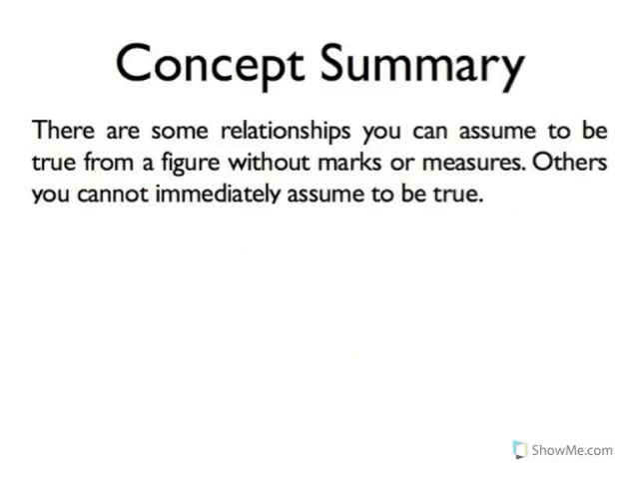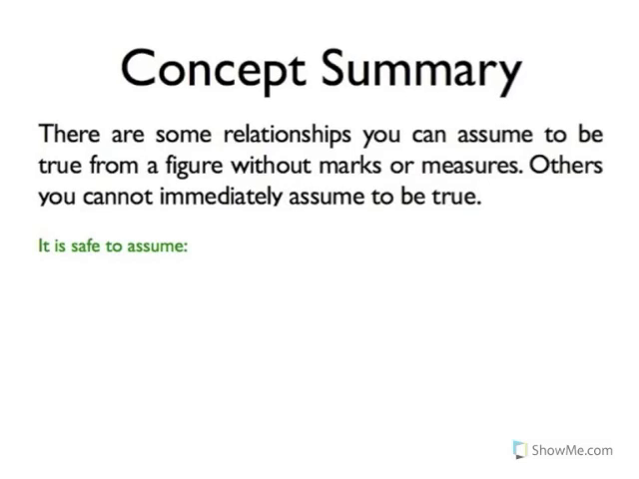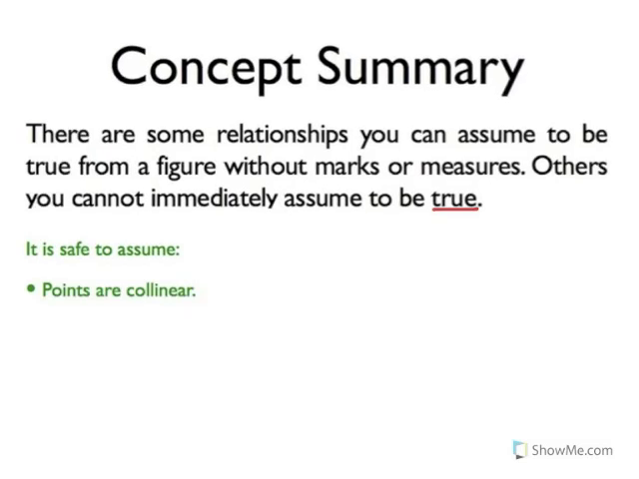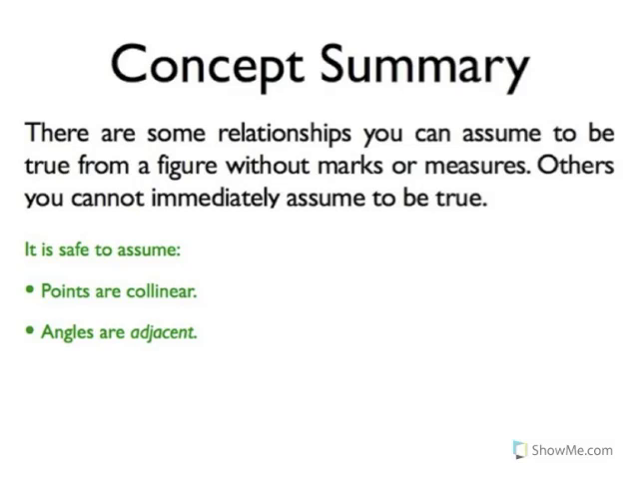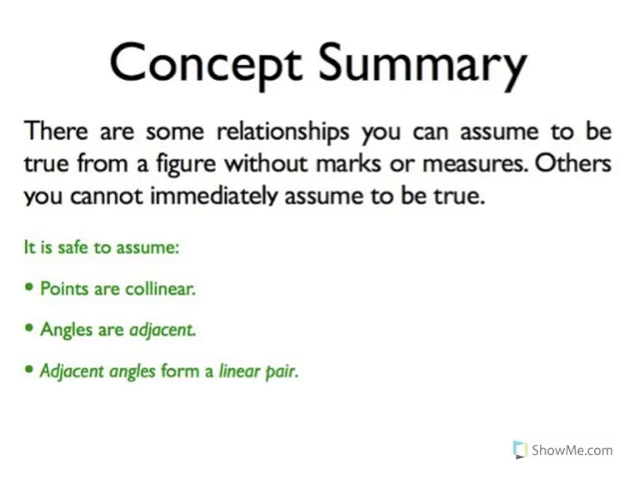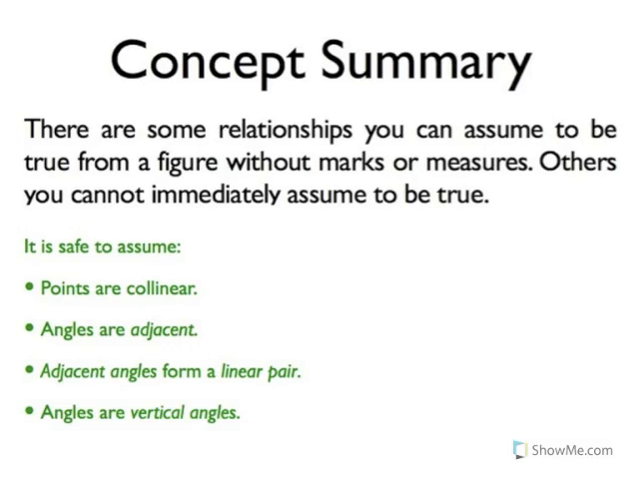Let's do something here that may help us out. There are some things that you can assume about figures that are true and some things that you can't assume, so I'm going to make a quick list here for you. First, here are some things that are safe to assume. You can assume that points are collinear, especially if there's a line drawn through them. You can assume that angles are adjacent. Combining those two statements, you can also assume that adjacent angles form a linear pair. And you can also assume that angles are vertical angles.